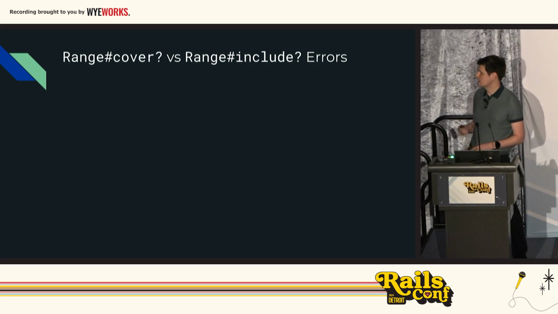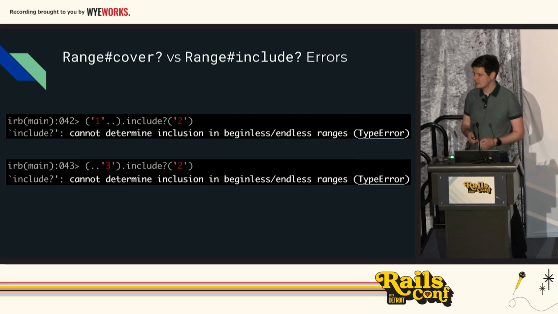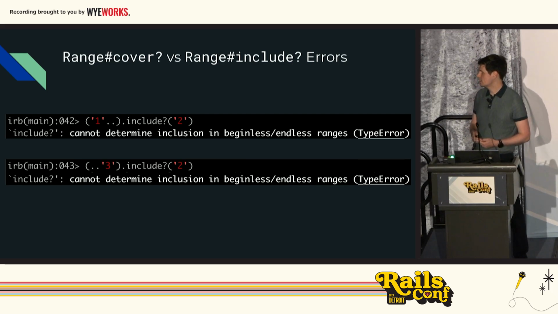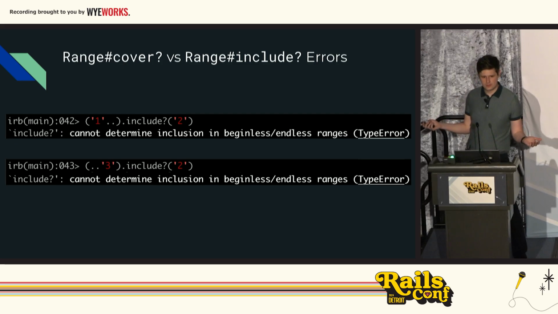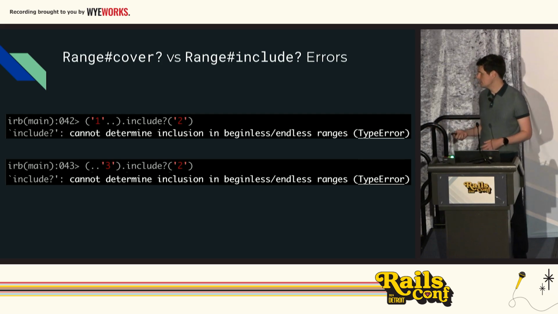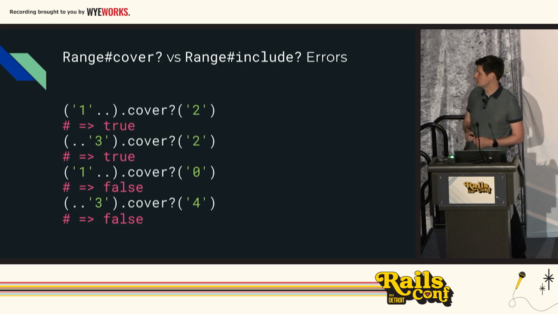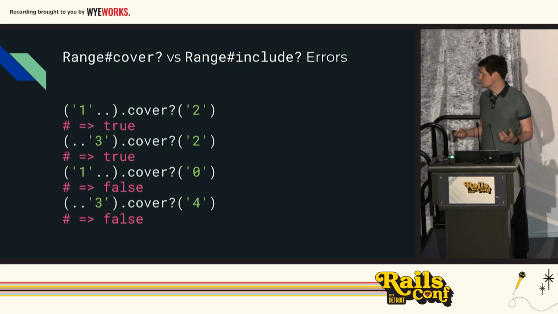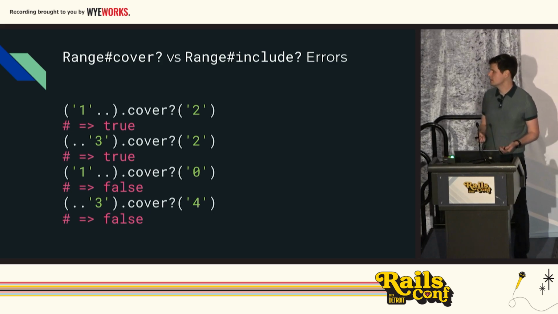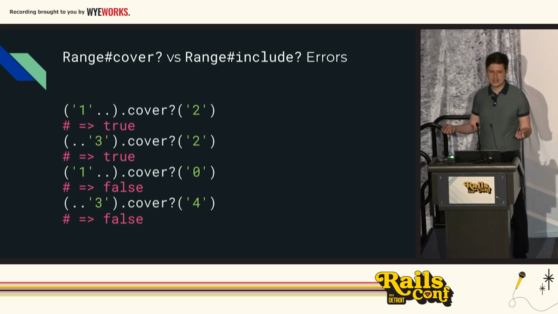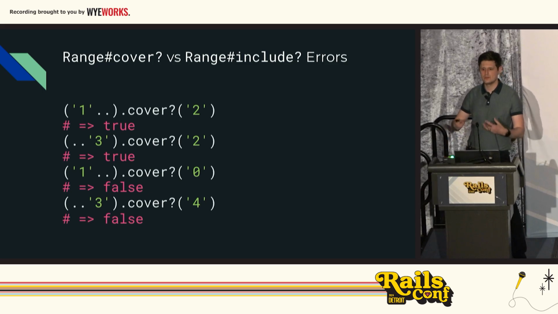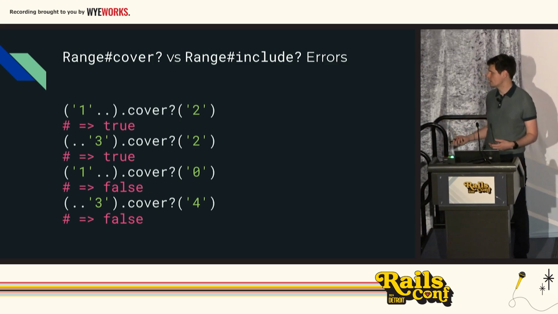And now when we look at the errors that either might raise, we can see with a beginningless or endless range, include might raise a type error. So this can be important to know about if we're working with beginless or endless ranges. Meanwhile, the same ranges with cover work properly. They give us back a Boolean. So another good differentiator for us. And this comes down to the fact that cover just looks at the beginning and the end of the range. It doesn't actually convert the range to an array and build up all of the individual members, whereas include does, which is part of the reason for the performance.